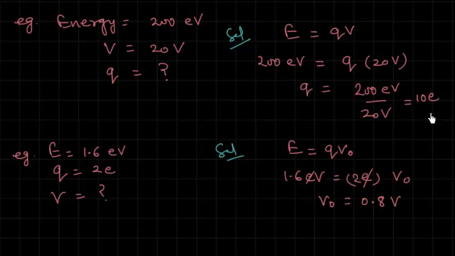So in this question again, E is given, Q is not given. You are supposed to find V. So let's write the V as V naught to avoid confusion with the units. So E we can write 1.6 eV, Q will be 2e, and V naught we are supposed to find. So this goes down, e and e cancel, this becomes 0.8 volt.